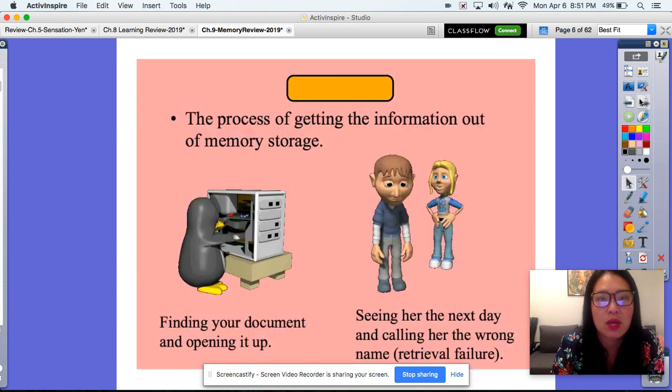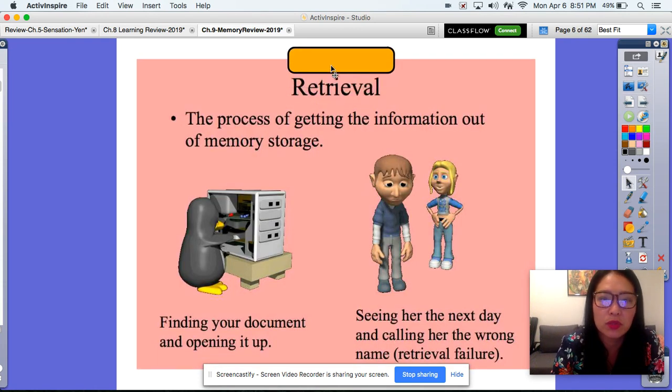And then the last process is going to be retrieval. So it's the process of getting information out. So this is going back to your computer and reopening up the document. So you have encoding, storage, and retrieval.